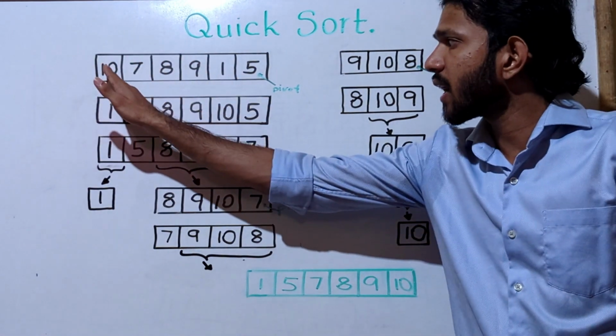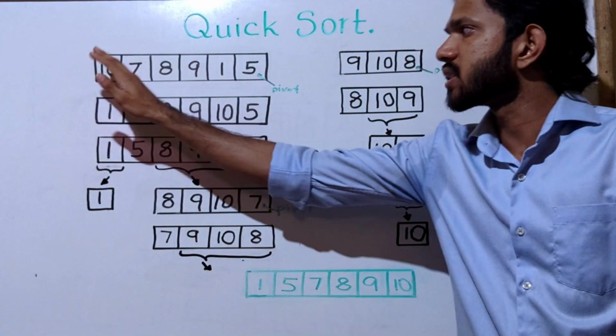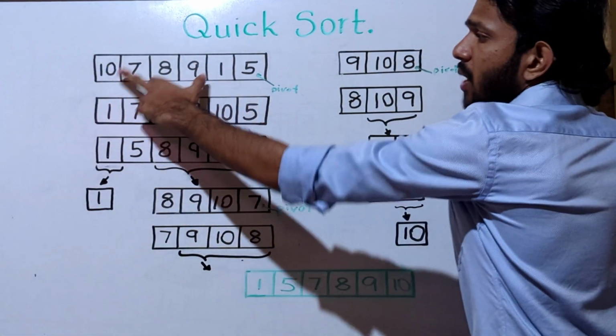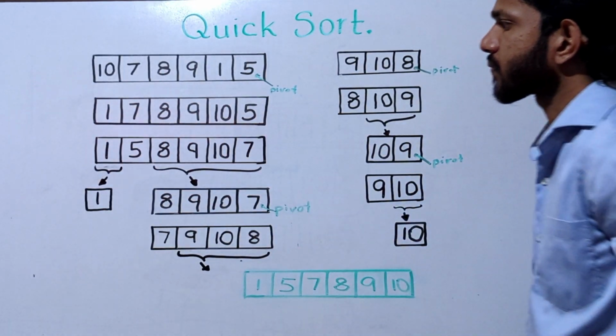So 10 is greater than 5. Then 10 wants to move to this side. 1 wants to move to this side. Then we can swap these two elements and rearrange this array like this.